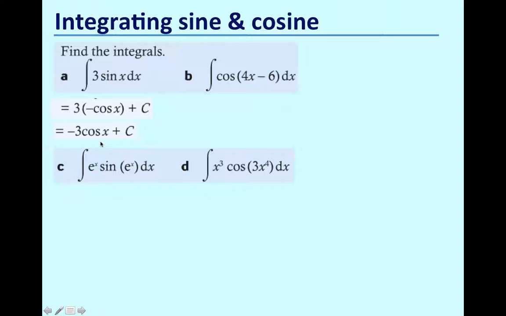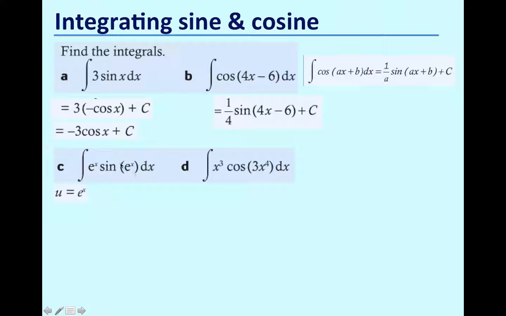For part B, we are going to use the rule that we looked at previously, so it's going to be 1 over 4, the integral of cos x is sine, so it's going to be sine 4x minus 6 plus c.